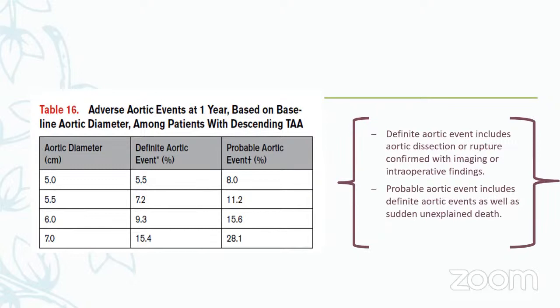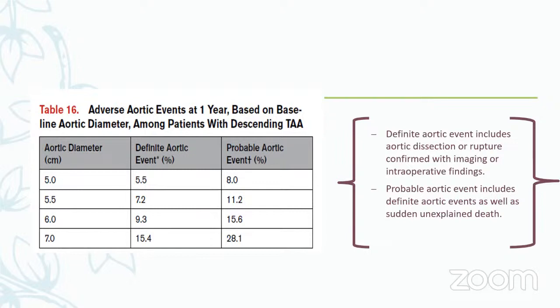The definite aortic events include aortic dissection or rupture confirmed with imaging or intraoperative findings, and the probable aortic events include the definite aortic events as well as sudden unexplained death. So at an aortic diameter of 5.5 centimeters, the definite aortic events are 7.2%, and the probable aortic events are 11.2%.